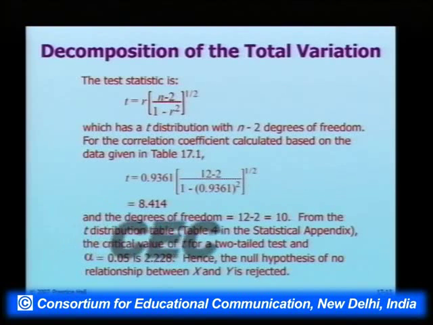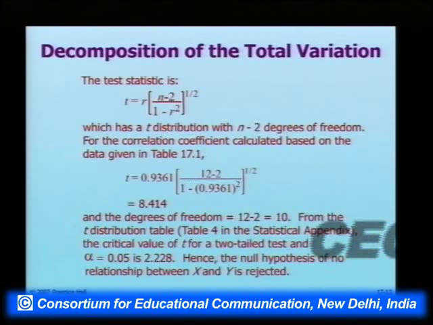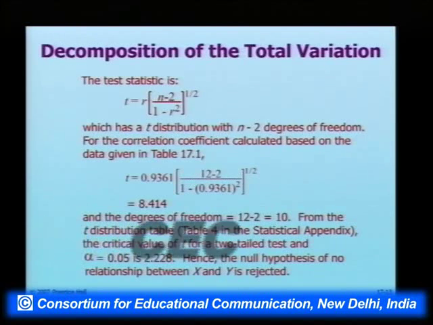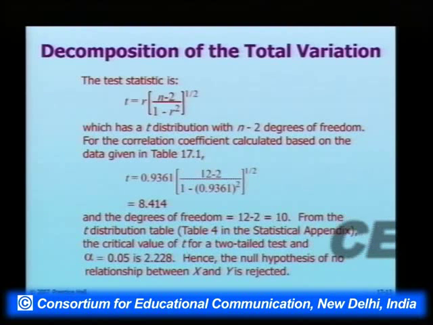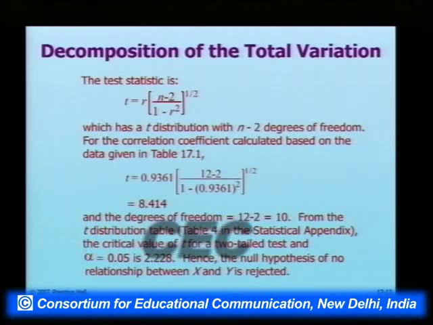So the calculated value 8.414 is much higher than the table value or the critical value of 2.228. So the null hypothesis that there is no correlation between the two variables is rejected, and we will have to conclude that there is very high positive correlation between the two variables, and it's a significant correlation.